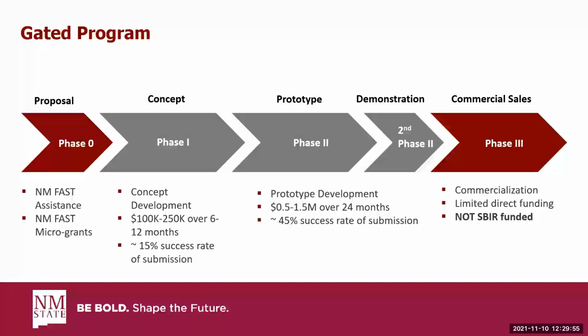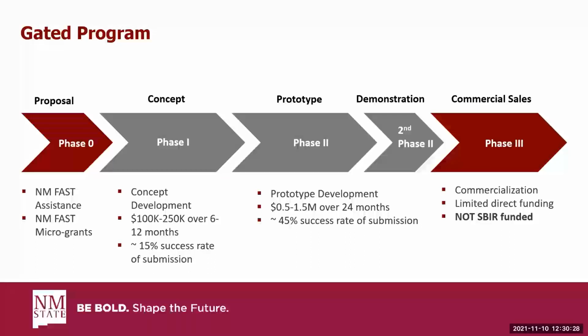That's why the funding level is higher, as well as the period of performance. And the success rate is much higher because, again, it's only phase 1 awardees applying for those phase 2s. Some of the agencies have second phase 2s, so this is where it gets a little complex. This is really your demonstration phase. So where you're developing that prototype, you're in the demonstration phase now, and then the goal is to get to phase 3, which is your commercial sales.